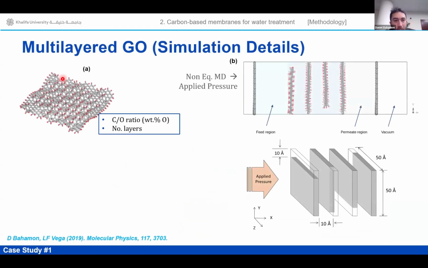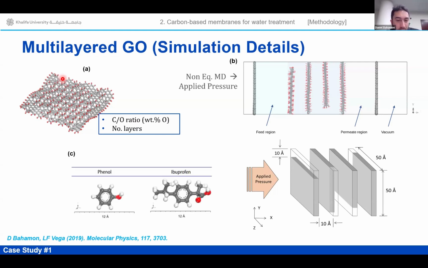Starting with the first one, the idea was to explore the influence of having different layers and different oxygenated groups or concentrations on the graphene oxide surface, to see the influence on capturing different molecules like phenol and ibuprofen.